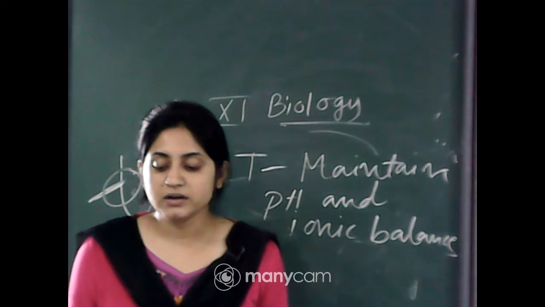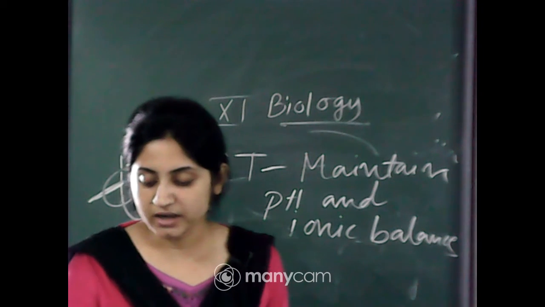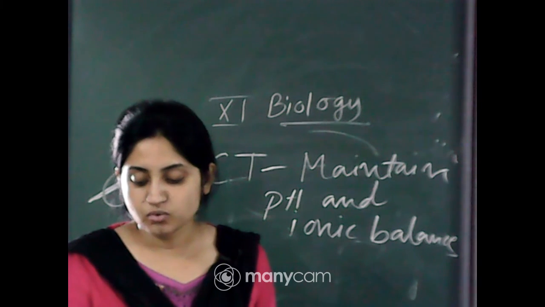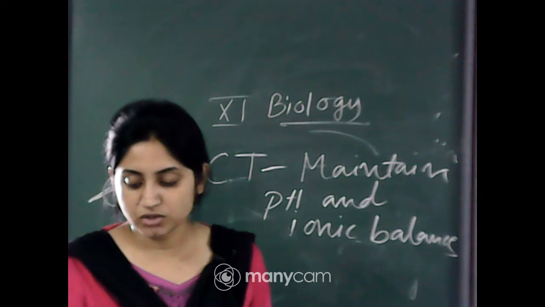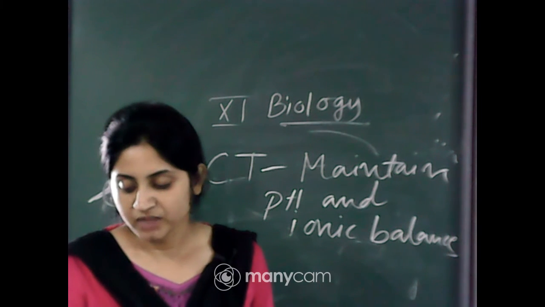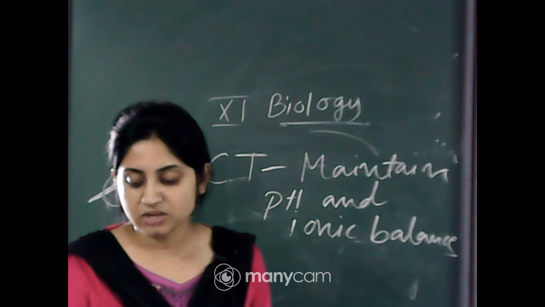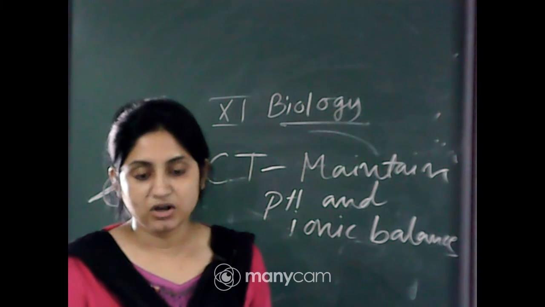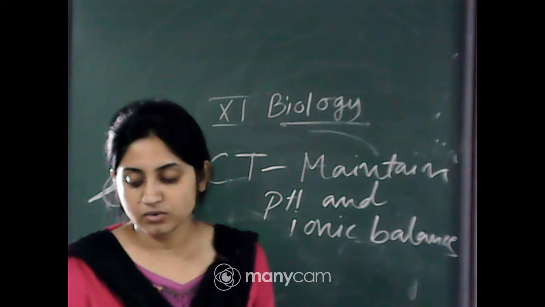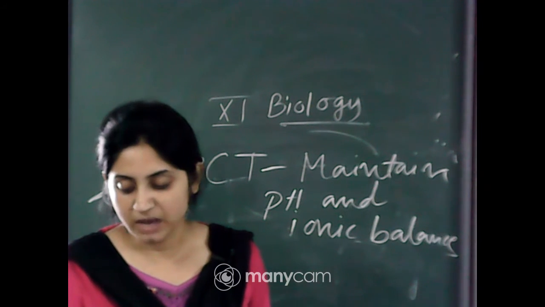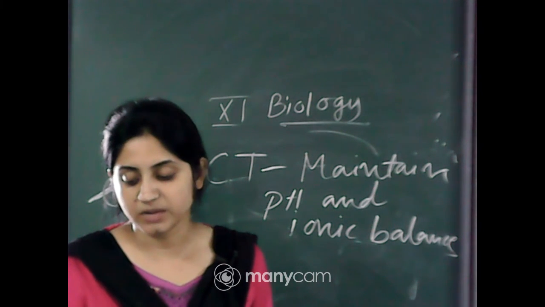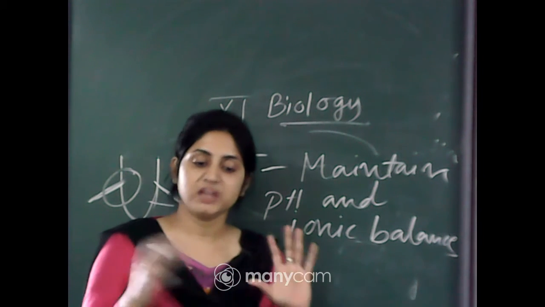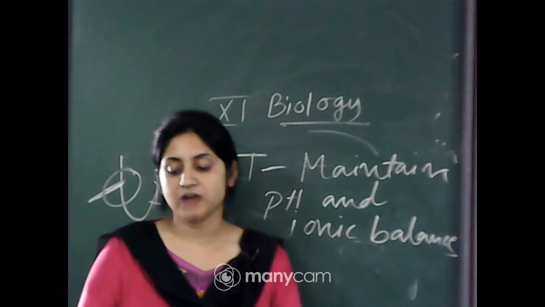Collecting duct, the long duct, extends from the cortex of the kidney to the inner parts of the medulla. Large amounts of water could be reabsorbed from this region to produce a concentrated urine. This segment allows the passage of small amounts of urea into the medullary interstitium to keep up the osmolarity. It also plays a role in maintenance of pH and ionic balance by the selective secretion of H plus and K plus ions. So, the collecting duct also maintains the balance of hydrogen and potassium ions.